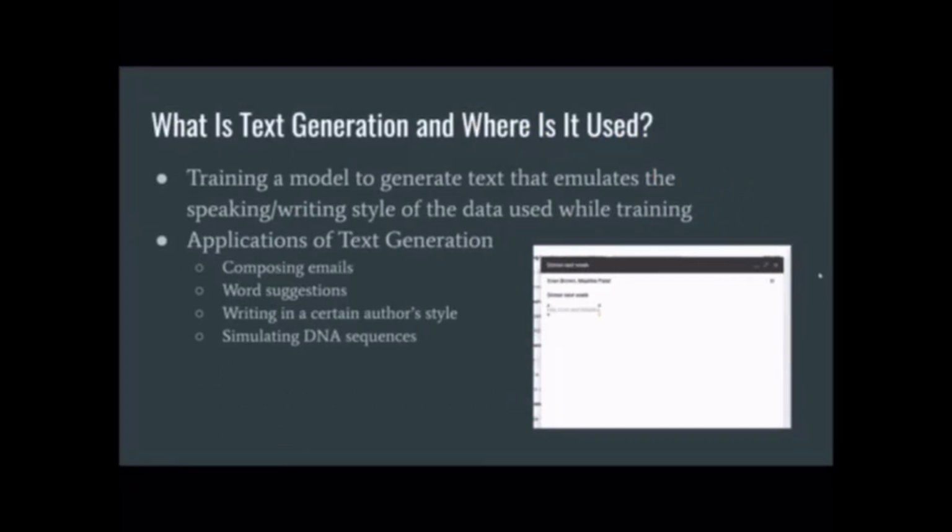Text generation means training a model to generate text that emulates the writing or speaking style of the input data that the model is trained with. The text generation model constantly tries to predict the next word or character of a sequence. Some applications of text generation include composing emails, word suggestions, writing in a certain author's style, and simulating DNA sequences. In the short clip on the slide, you can see a person getting suggestions for what to write in an email based on other words in the message.